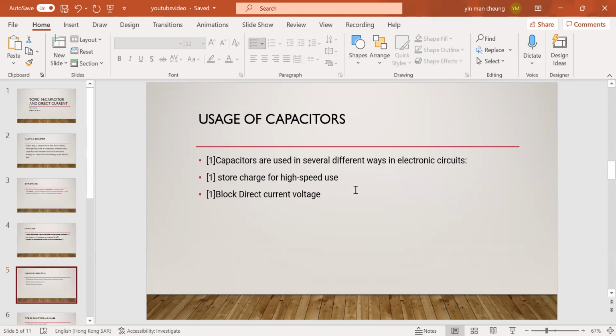It is used in different ways. First, it is used to store charge for high-speed use and block direct current voltage, because after a steady phase, a capacitor can be treated as an open circuit. It's an open circuit. No current can run through it.